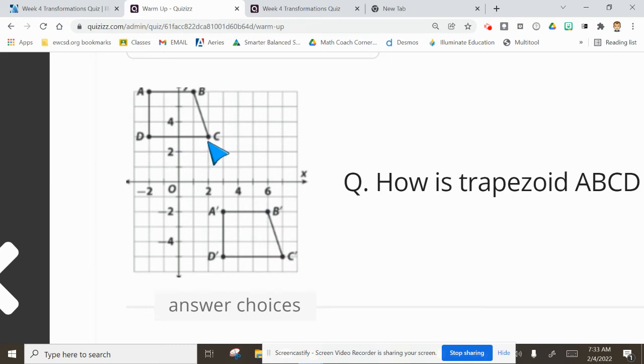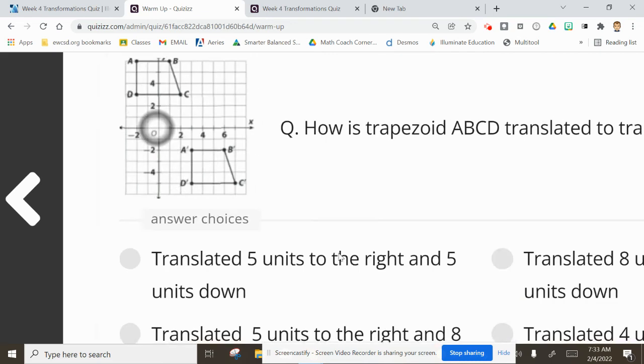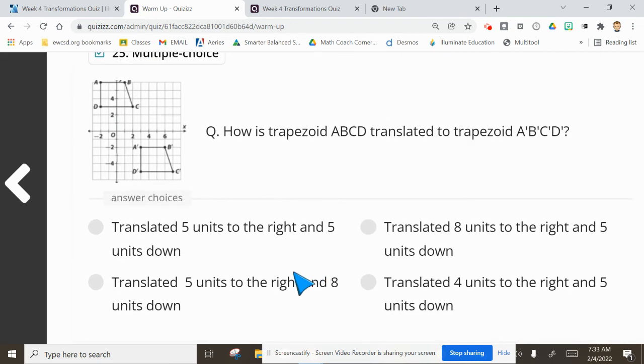Okay, so if I take this C, what am I doing? Am I going to the right? It's a translation, so we're going to go to the right and down. Okay, how much? 1, 2, 3, 4, 5 to the right, down 1, 2, 3, 4, 5, 6, 7, 8. Okay, and just making sure you see, translating 5 units to the right and 8 units down. Don't get confused. This is 5 units down. No, it was 8 units down. And that would be your answer.